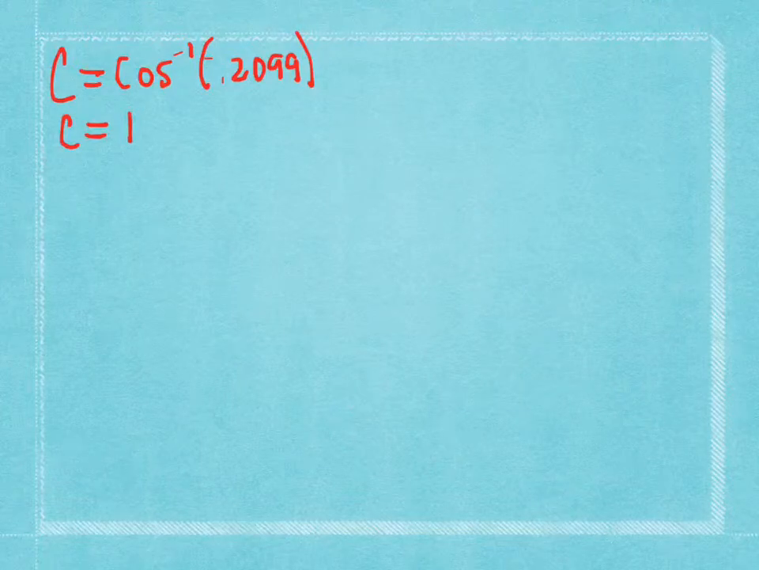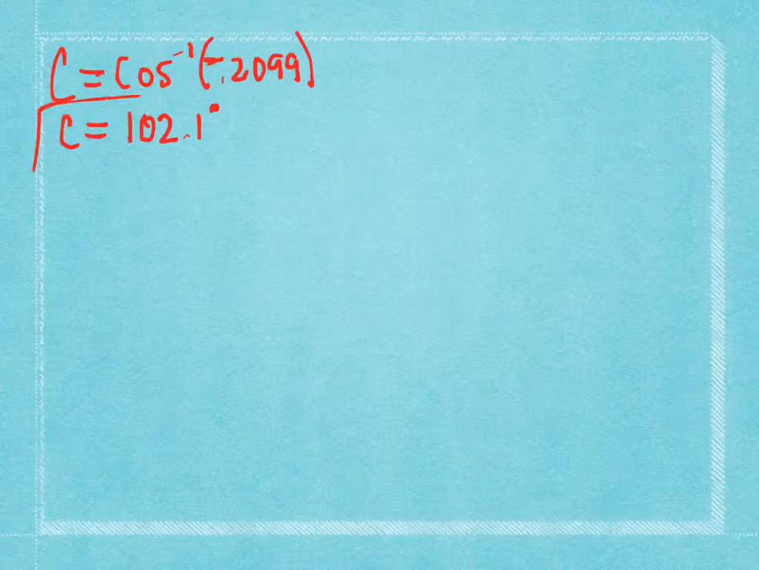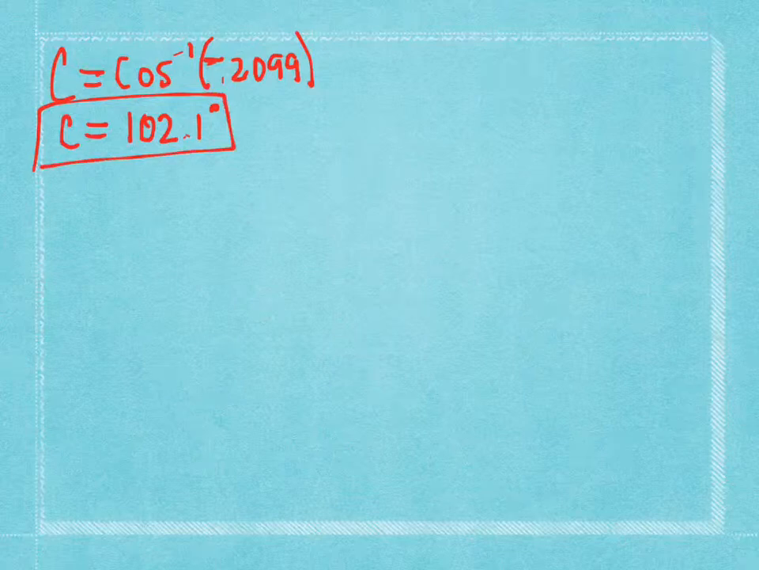I got 77.9. Oh, I forgot the negative. Yes, remember that negative. It will change the value. That's true. It'll put you on the wrong side of the wrong quadrant. Okay, so 102.1? Yep, sorry. You're fine. All right, so we have 102.1.